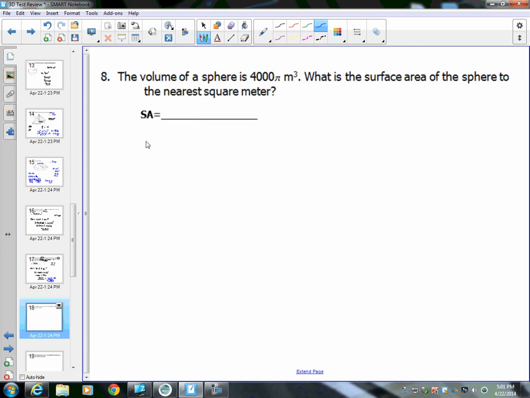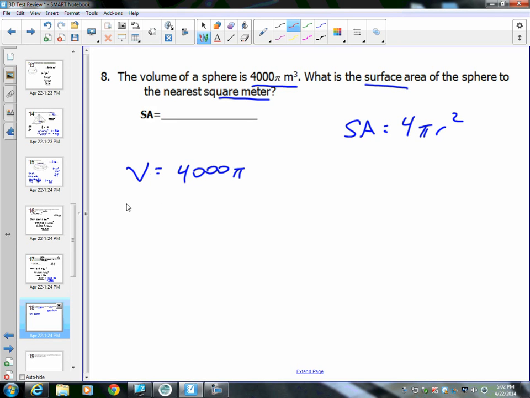Next question, number 8. Says the volume of a sphere is 4,000 pi. Go ahead and underline that. What's the surface area of the sphere to the nearest square meter? It gives us volume. But how do I take volume to find surface area? Because the surface area equation of a sphere is 4 pi r squared. This has nothing to do with what our volume is. So what do I need to do?